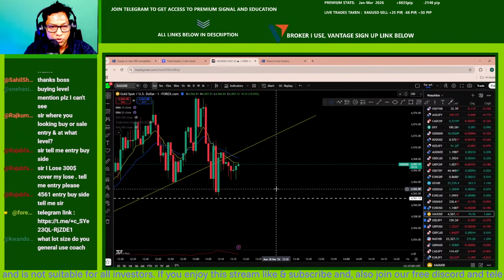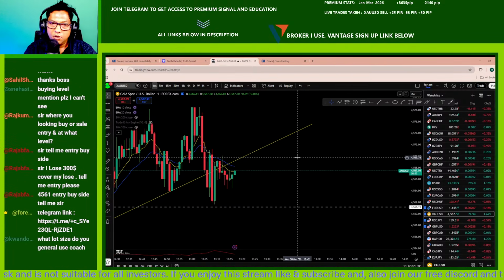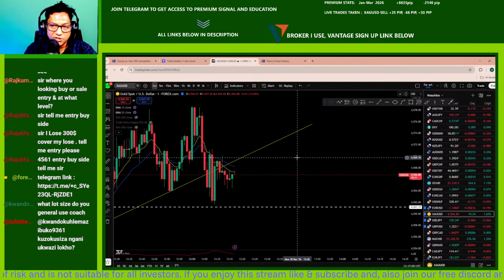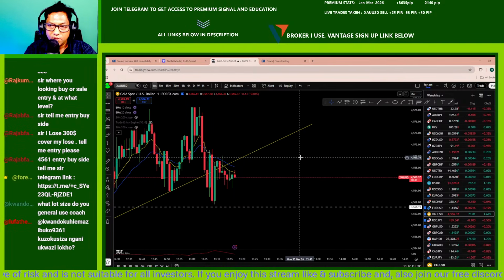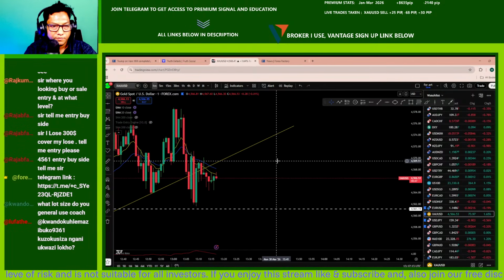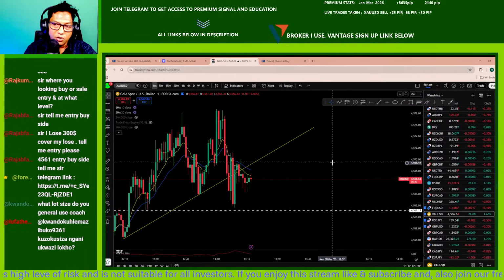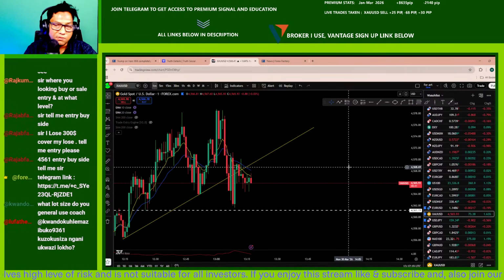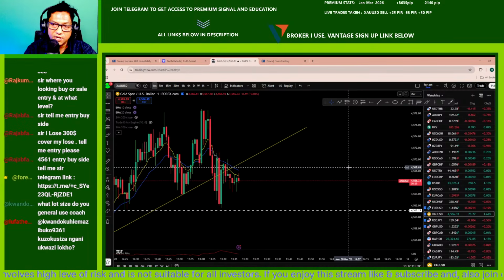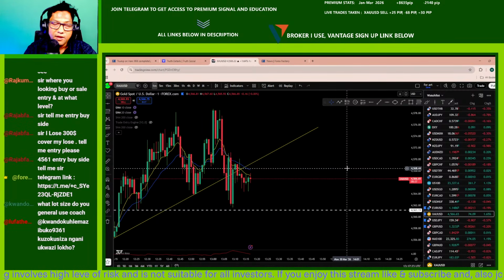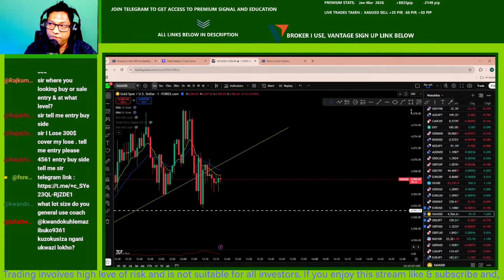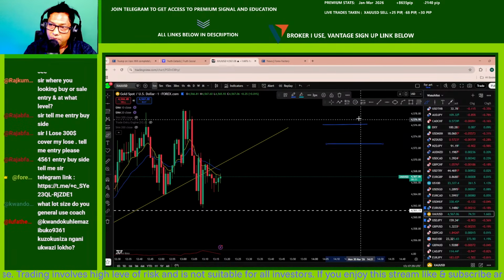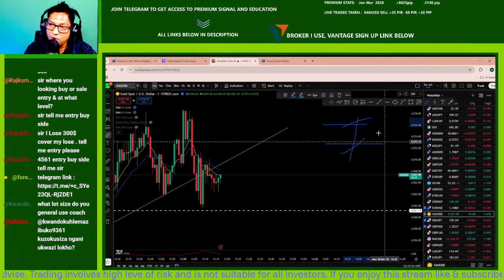What lot size do you generally use, coach? It's based on the risk management. Okay, this is another important part. Lot size must be based on the risk management. You can't enter a lot size blindly, because this is another very important thing. Each trade needs to have the same amount of risk.